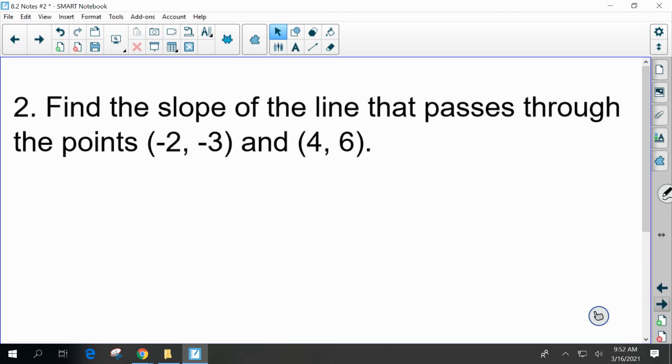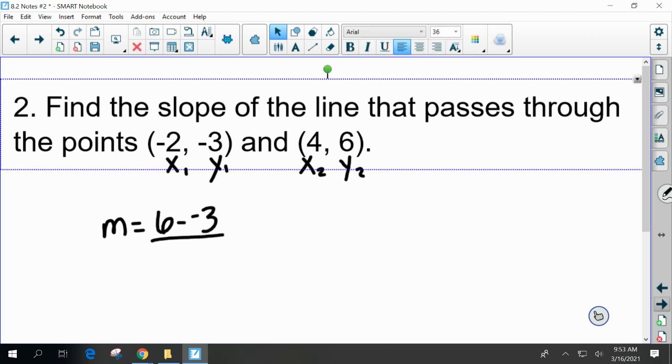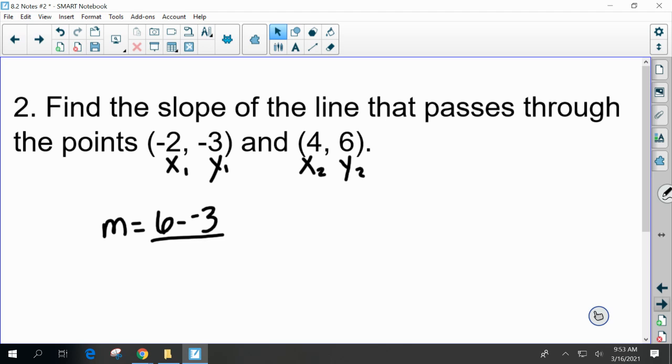So if we look at number 2, same thing, I'm going to label my points. I don't always do this, but once you get good at this, you won't have to do it, but at first it's probably helpful to. So M equals y2 minus y1, so that's 6 minus a negative 3. This time we already had a negative with our y, so we have to also include that. This minus sign is from the formula, and this negative was already in our coordinate. And then x2 minus x1, so 4 minus a negative 2.